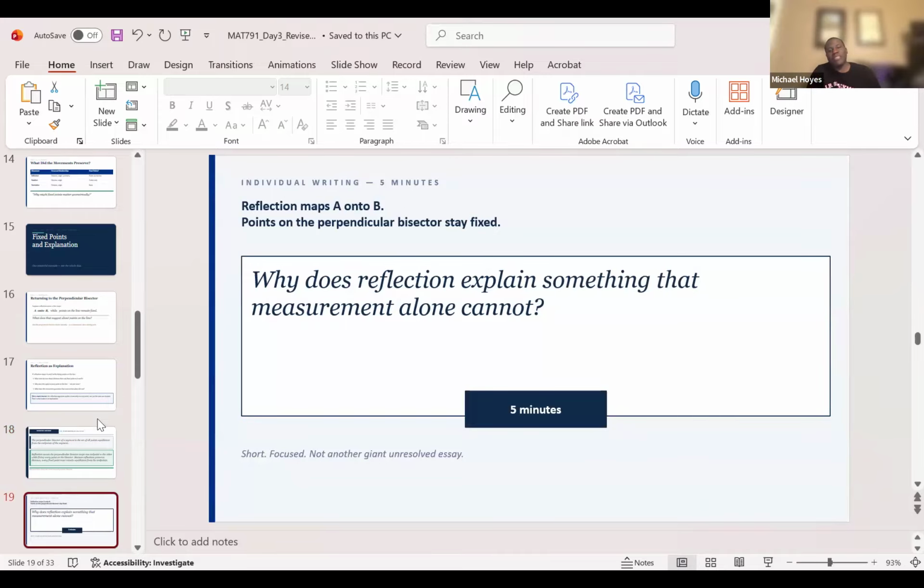So why does reflection explain something that measurement alone cannot? I'll let you sit with that and see if we can write a little bit about why reflection explains something that measurement alone cannot.